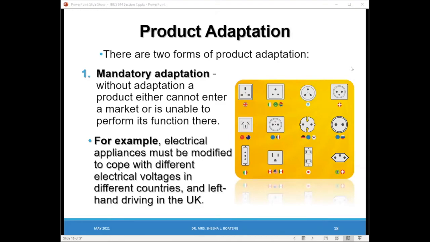Yeah. That is the company's response to the mandatory adaptation, isn't it? Rather than waste money buying plugs to fit on products going to different markets, they will not put a plug at all, isn't it?